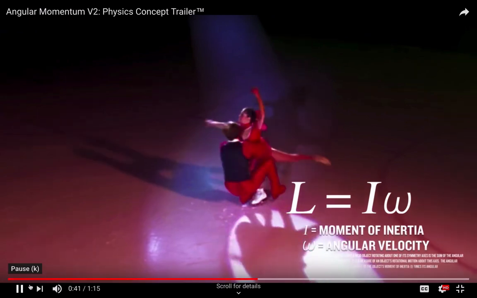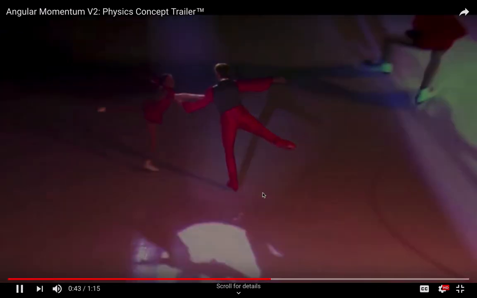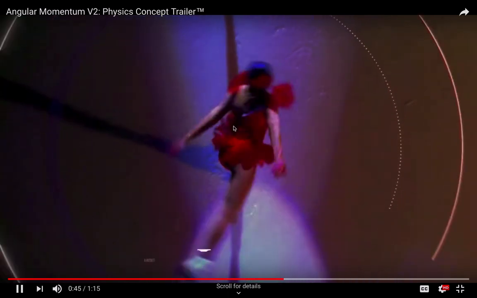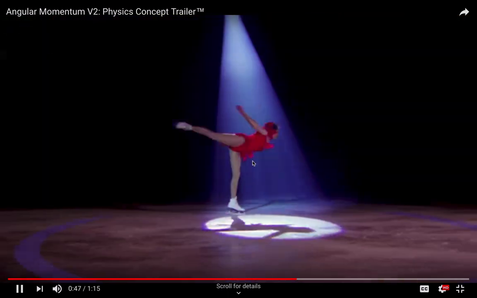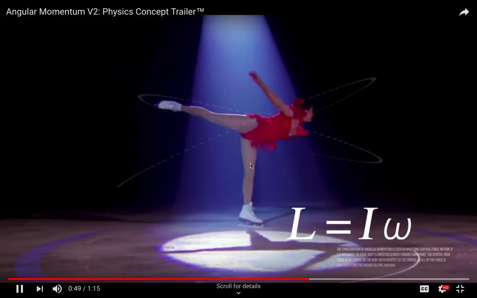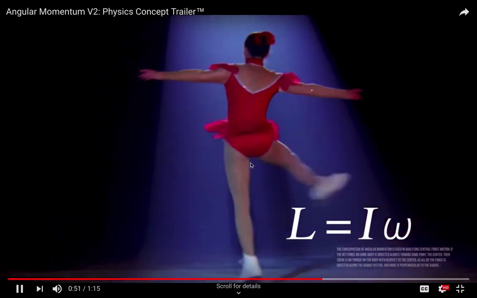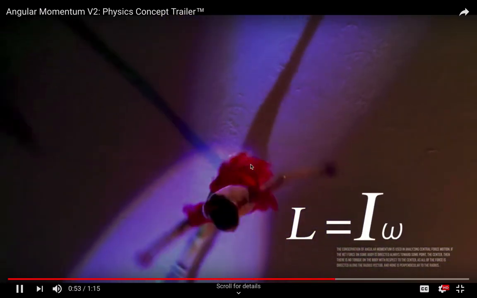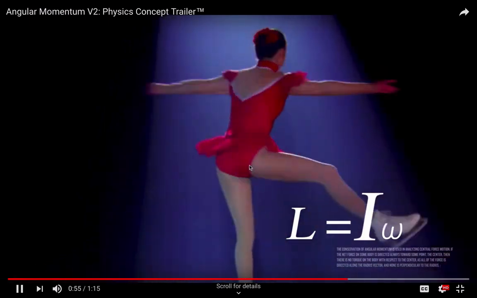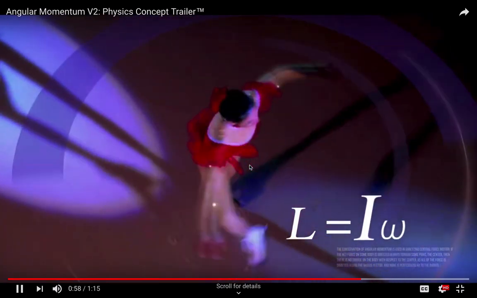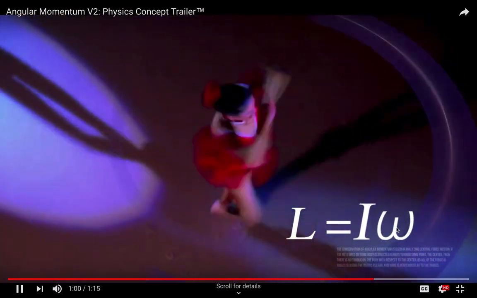Here, let's just play it. All right. So notice this is angular momentum. So she's got her leg out. Her moment of inertia is big in this picture, right? Once she pulls that leg in, though, watch, she's reducing her moment of inertia. And so if I get small, the angular velocity gets really big.